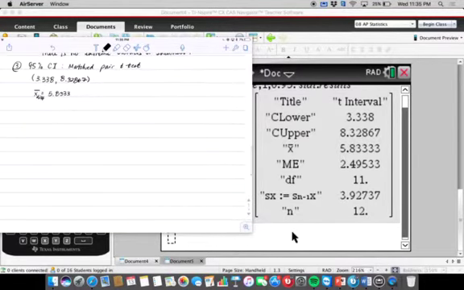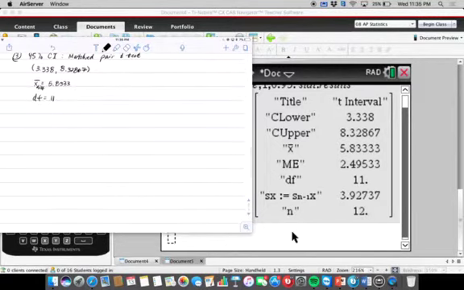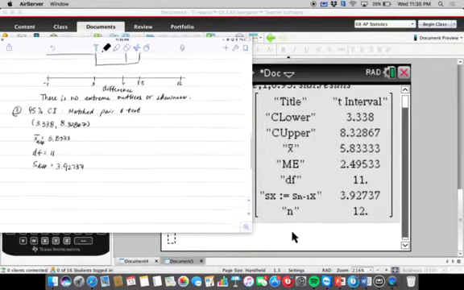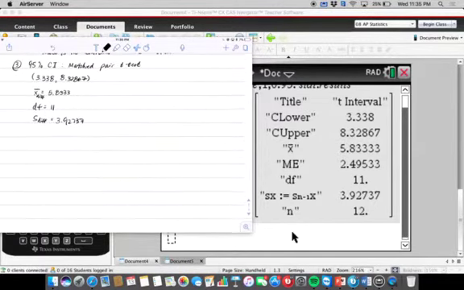Okay, we have our degrees of freedom. It's always important to note your degrees of freedom, and then your sample standard deviation, which is going to equal 3.92737. Okay, so that's going to be the work part. Remember, that's step 3. And then step 4 is, of course, to interpret.